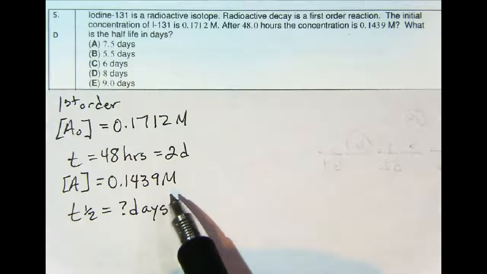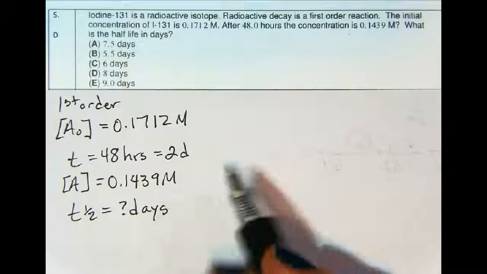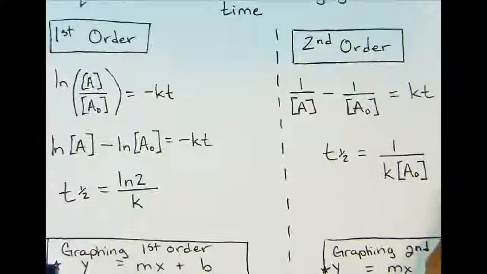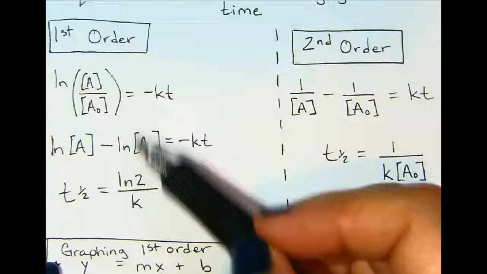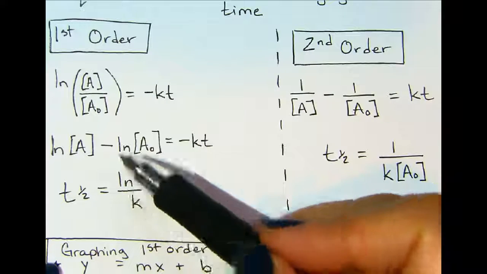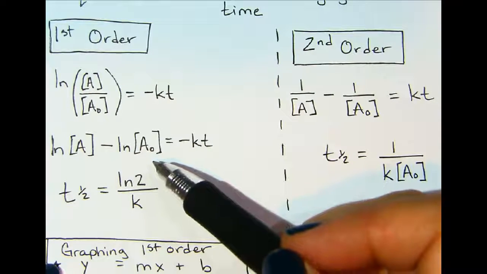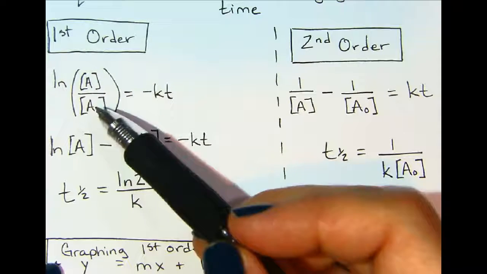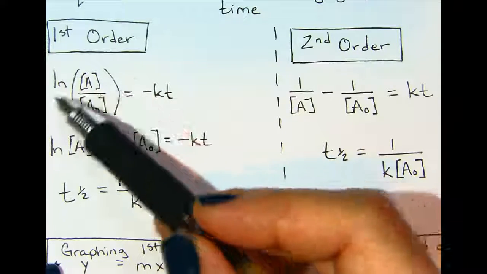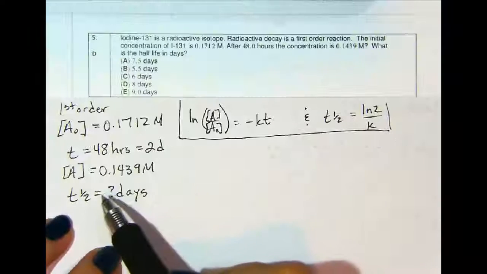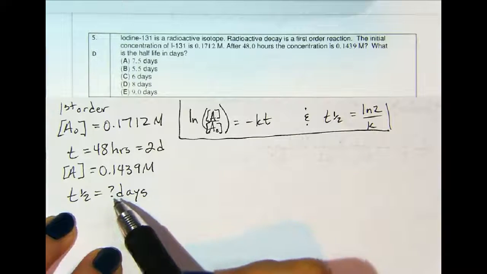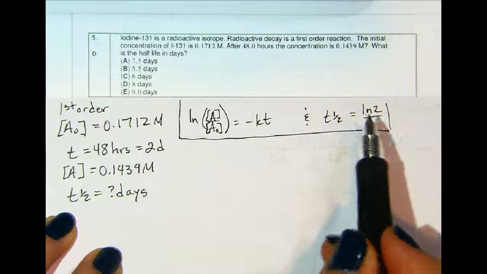So because it's first order, let's look at our equations. And essentially, we're going to have to use both the half-life equation as well as one of these two. It really doesn't matter which one. Since we were given both these two concentrations, I'll go ahead and use this equation. Because I want to end up with the half-life, we're going to end up using this equation here.